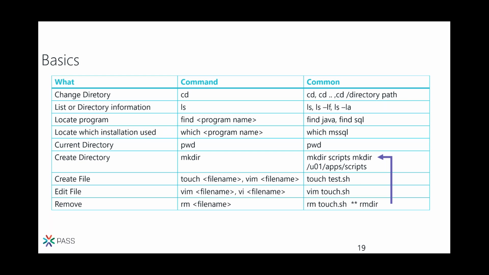Next is mkdir, and mkdir is interesting because you will create directories very often as you're building out an environment, like mkdir scripts wherever you are, or mkdir and then write out the full path if you're not already there. The interesting thing is, as you see this arrow coming up from remove, you can remove file names, but if you need to remove a directory, you can only do an rmdir if the directory is empty. If it's not, then you would have to remove it like you would a file, with force: rm -f with the directory name.